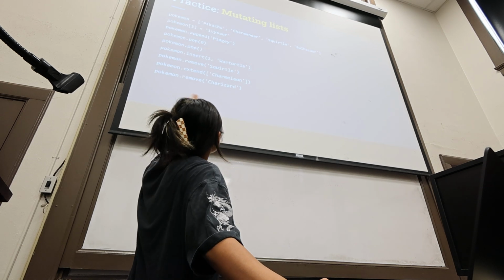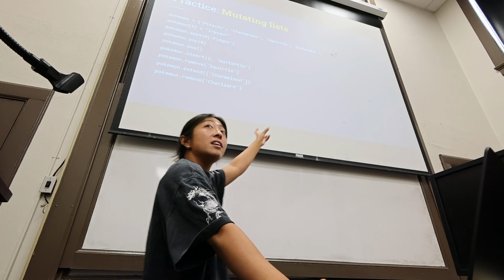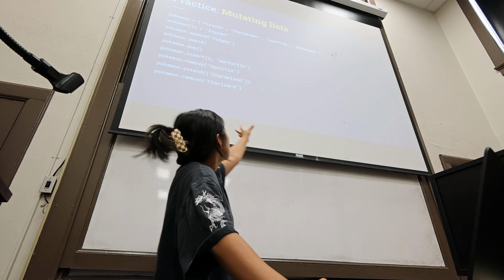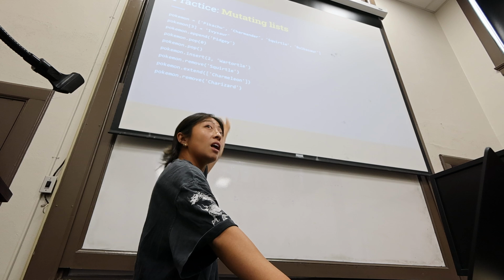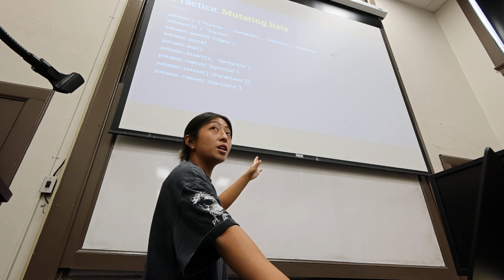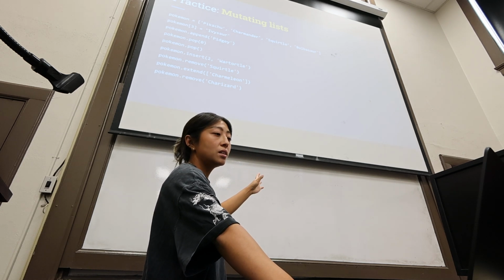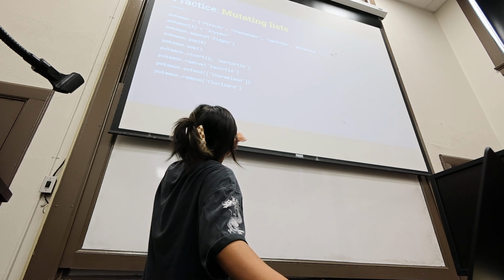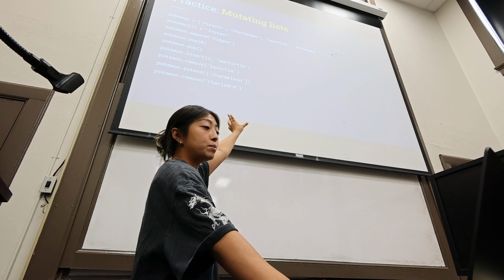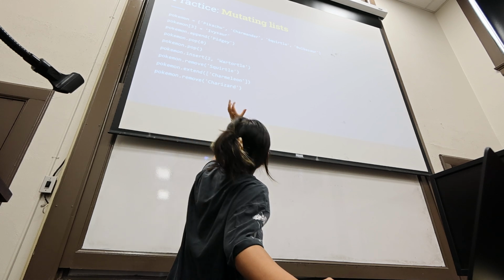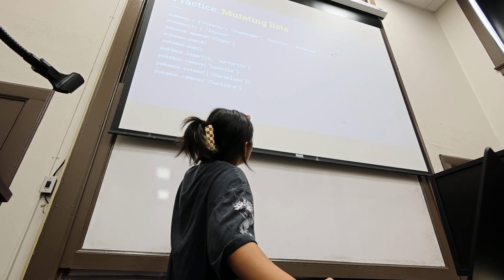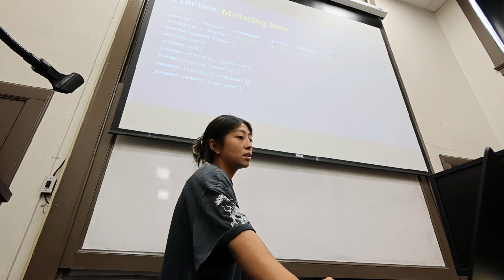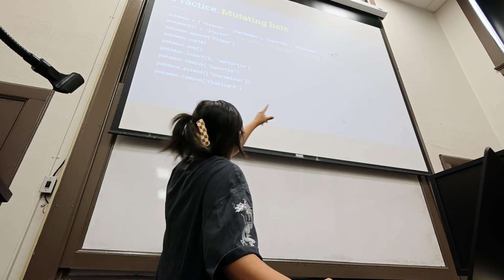Okay, so I have this list of Pokemon that has these strings, right? After each of these lines are run, tell me what you think Pokemon now stores. So if we say Pokemon[3] is now equal to Ivysaur, the list will be updated, and which element is going to be affected? No, sorry, Bulbasaur. Bulbasaur, right? So now we're replacing Bulbasaur with Ivysaur.